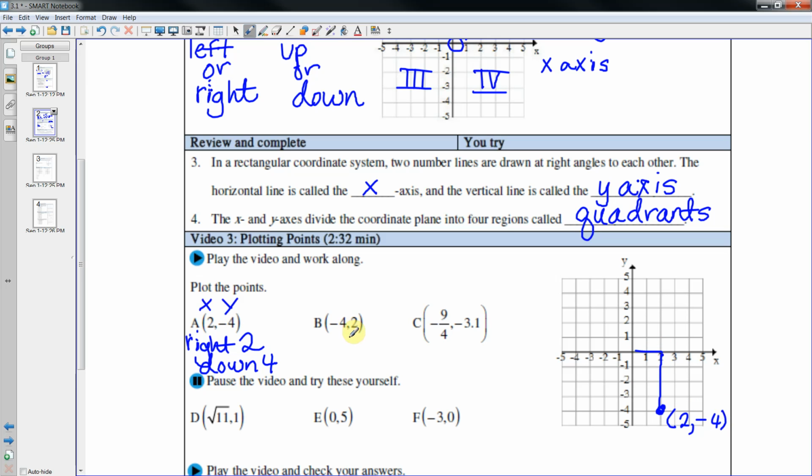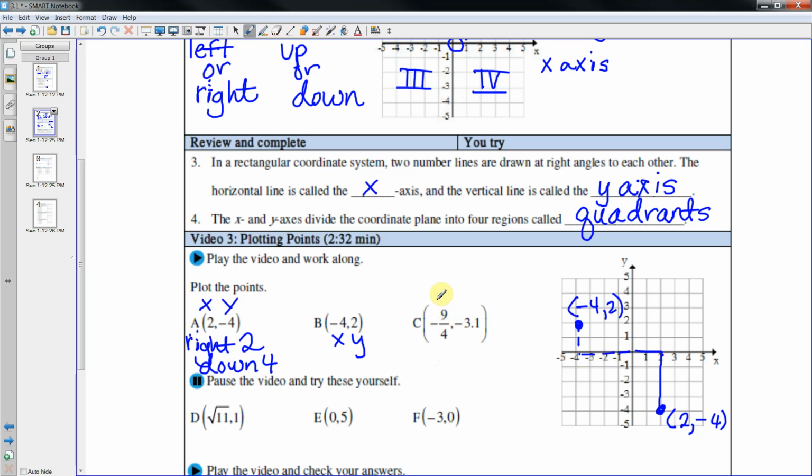Okay, if I'm going to do negative 4, 2, remember this is my x and this is my y, I'm going over to negative 4, and then I'm going up to 2. So this one would be negative 4, 2. Now, on your paper, you're not going to draw these lines. I'm drawing these lines to tell you the direction that I'm going, just so that it kind of helps you out a little bit.